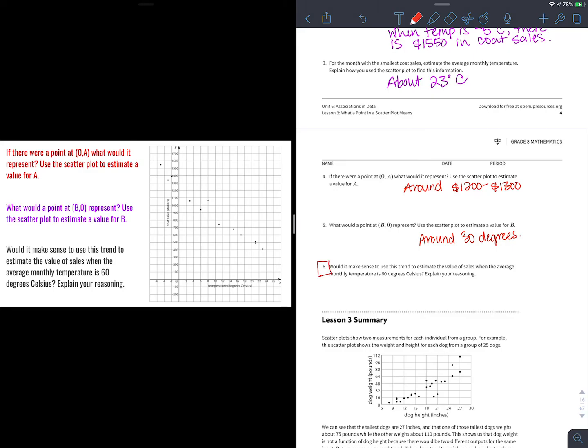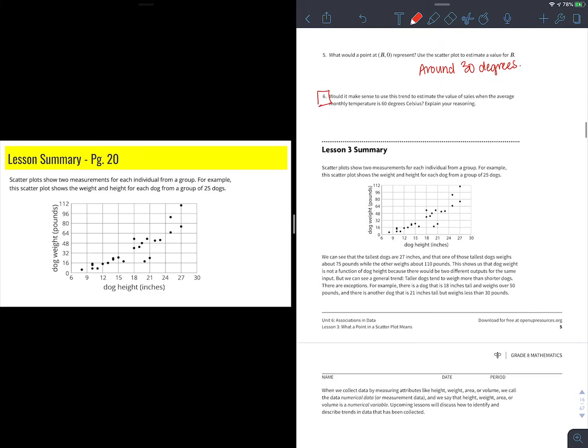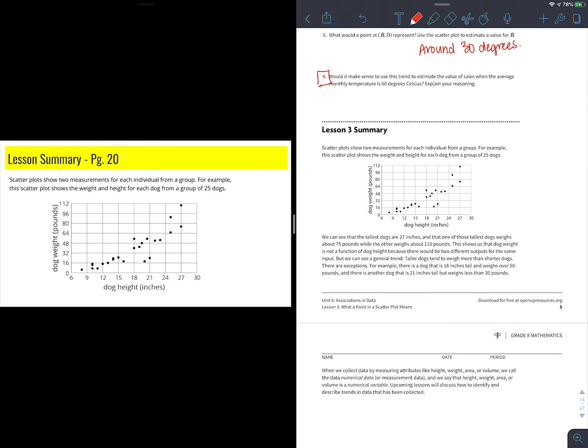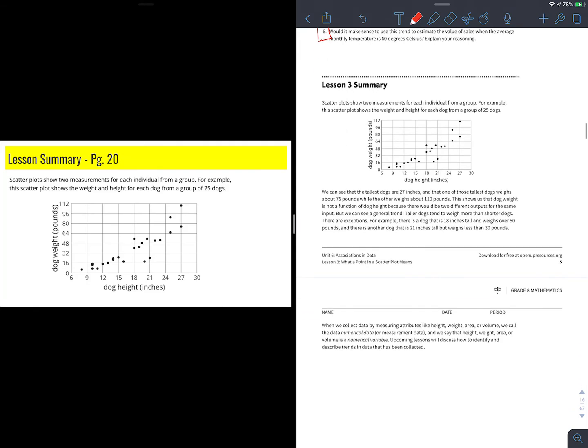Okay, so just in summary, here's your lesson summary. Scatter plots show 2 measurements for each individual from a group. For example, the scatter plot shows the weights and heights for each dog from a group of 25 dogs. You see that plotted there. So when we collect data by measuring attributes like height, weight, area, or volume, we call that numerical data. And we say that the height, weight, area, or volume is a numerical variable.